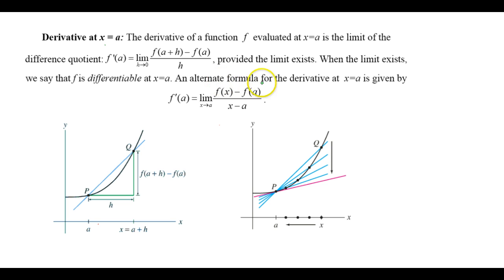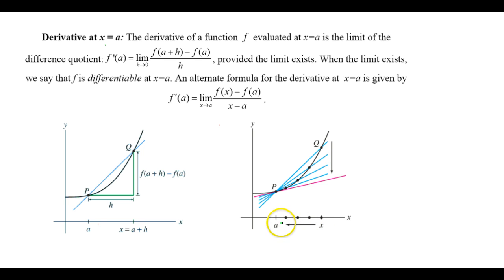So an alternative formula for the derivative at x equals a is given by the limit as x approaches a of f of x minus f of a over x minus a. So this is using that alternate form of the difference quotient. So we want x to get closer to a, so that corresponds to this picture here.